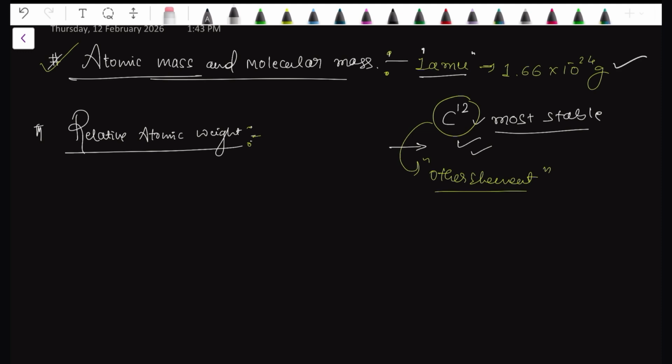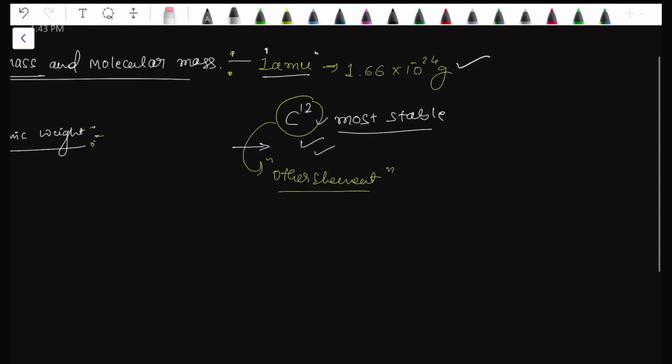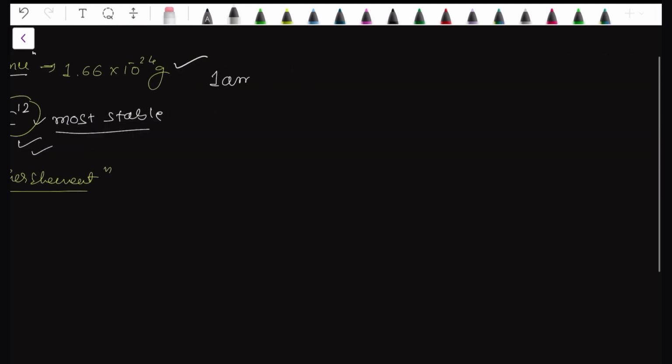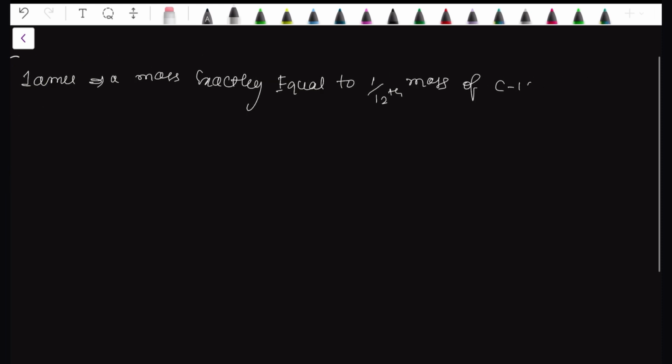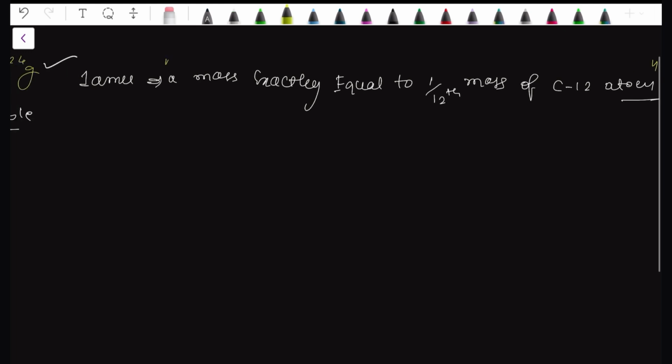So you have to remember, we have a simple definition also. One atomic mass unit is nothing but a mass exactly equal to 1/12 of the mass of the most stable element, the carbon 12 atom. This only we call relative atomic mass also. We have to remember 1 AMU.